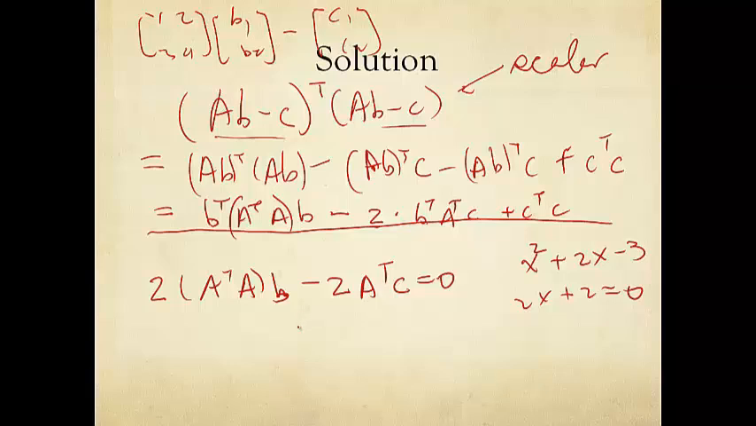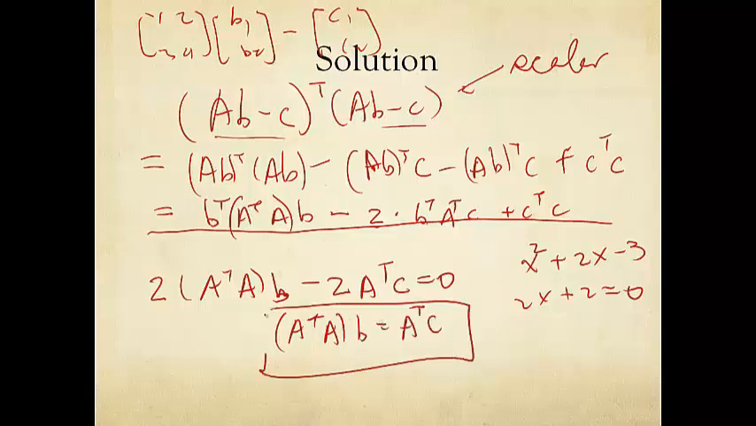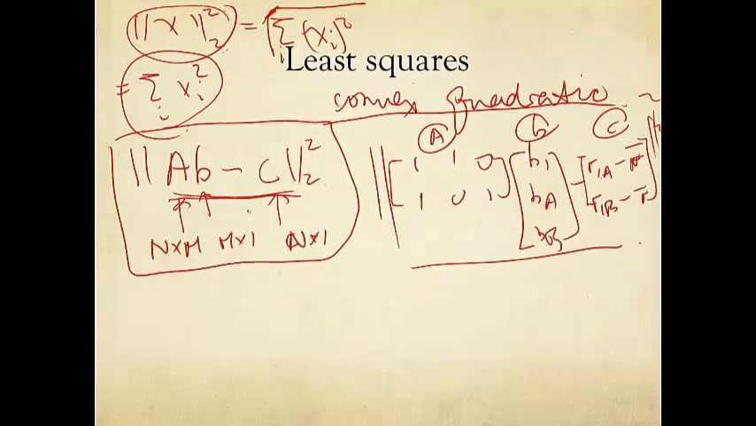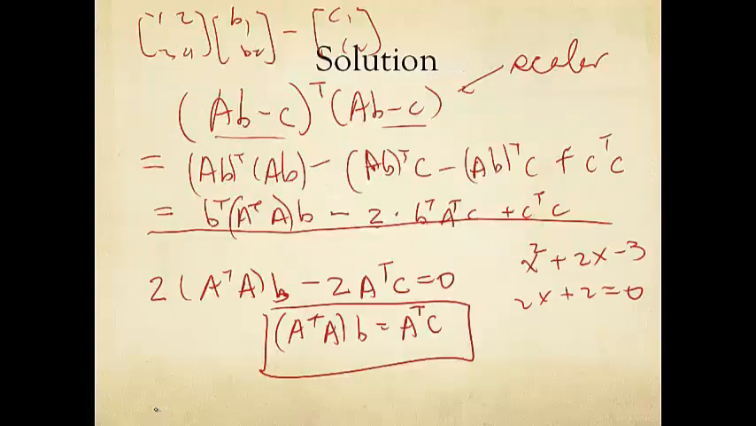And that means A transpose A times b equals A transpose c. This is the solution to our least square problem. If you want to solve this problem by picking the right b, well, the right b is the answer to this equation. What kind of equation is it for b?